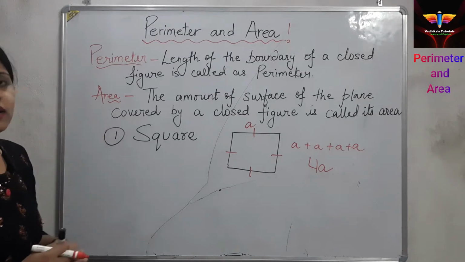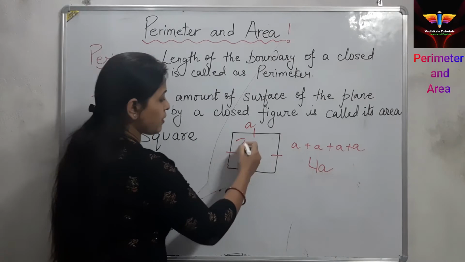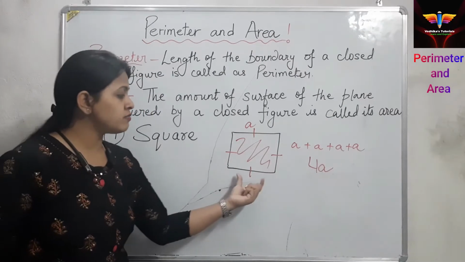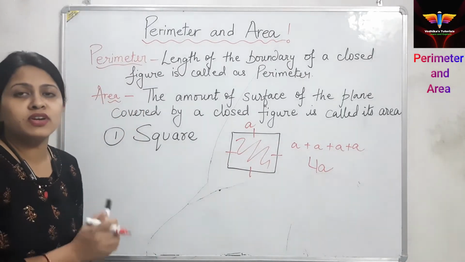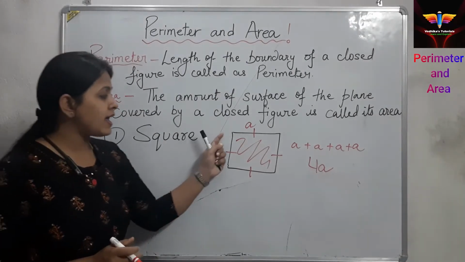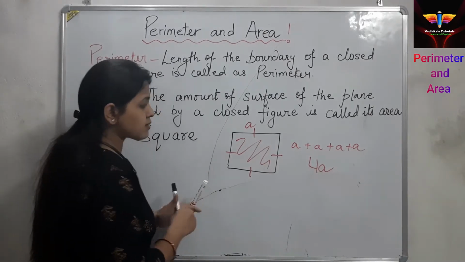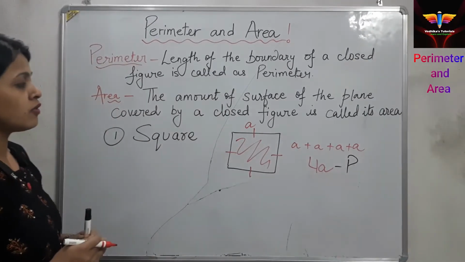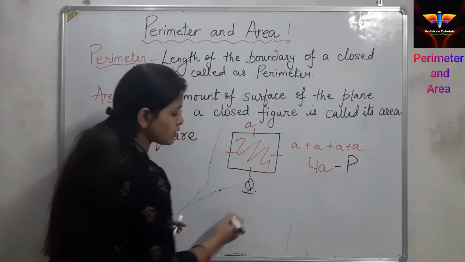Now area. When it is about area, we are talking about the enclosed figure. So area is formed with the help of two sides. We can find the area by using one of the lengths and one of the breadths. And in a square, length and breadth are the same. This is the perimeter of the square, that is 4a.